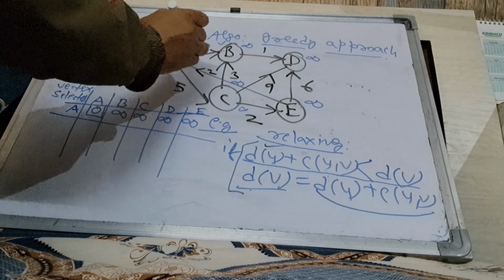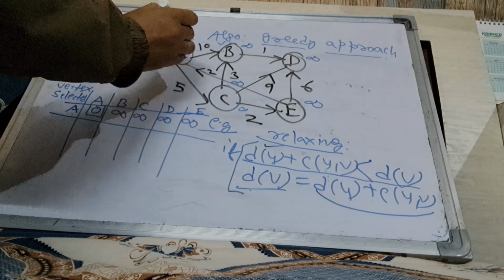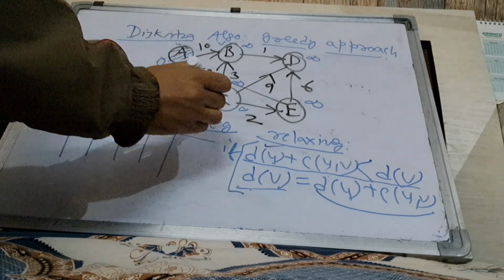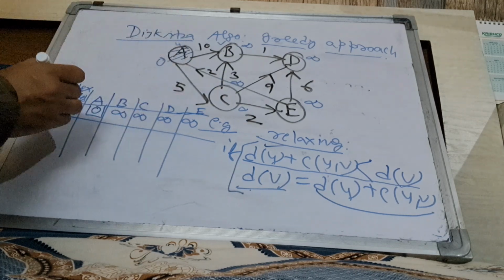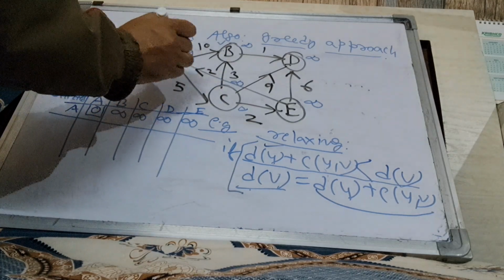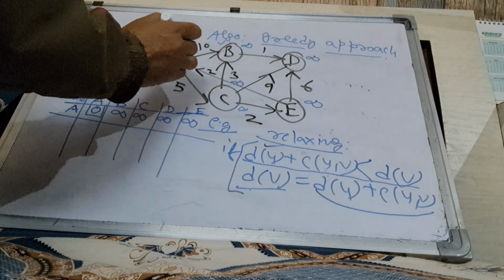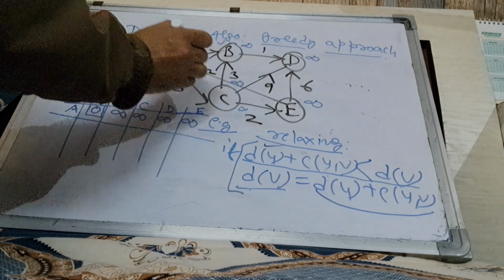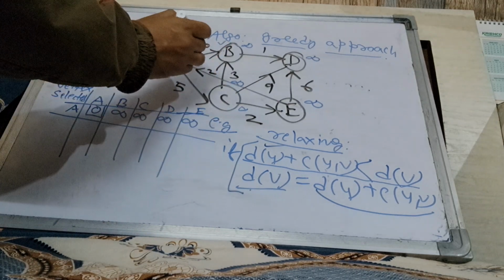Now from the selected vertex, whichever is minimum. Here, 0 is minimum, out of infinity for all others. So 0 is minimum, we selected. From this minimum selected vertex, we will try to update its connected edges. So what edges are connected?